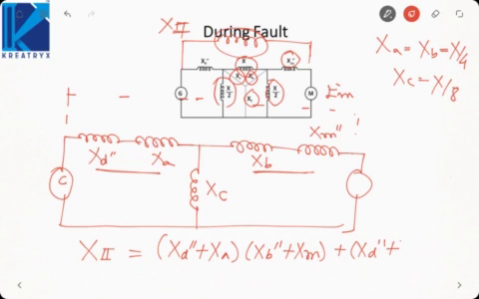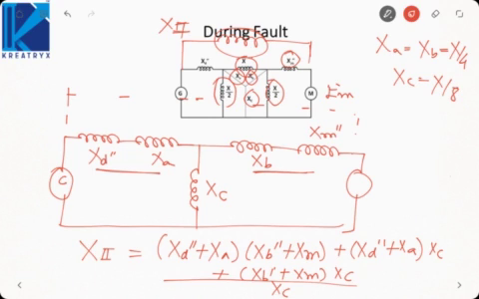XD double dash plus XA into XC plus XB double dash plus XM into XC divided by whole XC. This will be my transfer reactance during the fault. So here you have to determine the transfer reactance during the fault, and if you see, the fault is occurring in the middle of the line.